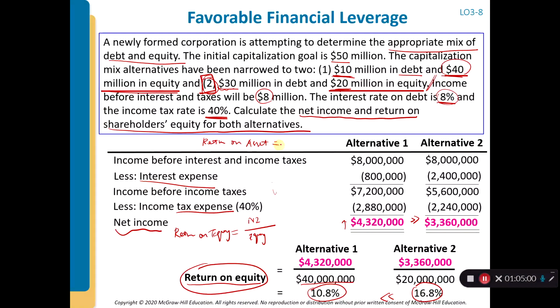Okay, return on asset should equal 16% because you can use $8 million, right? So how do we calculate that? Hold on a sec.